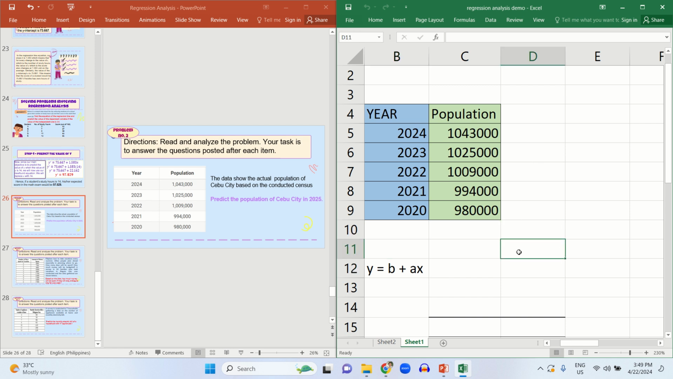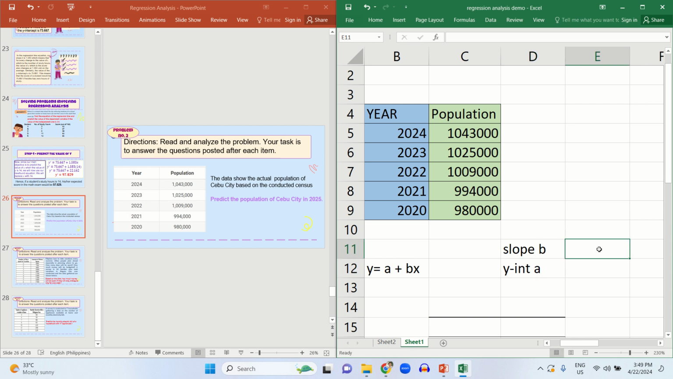First of all, we need to find the b. The formula is a little bit mixed up, but it's a plus bx. So a is the y-intercept and b is the slope. Basta, the variable that is paired to x, that is the slope. So let me label it here: slope, letter B, and the y-intercept, which is A.